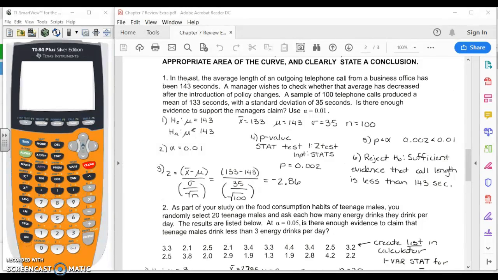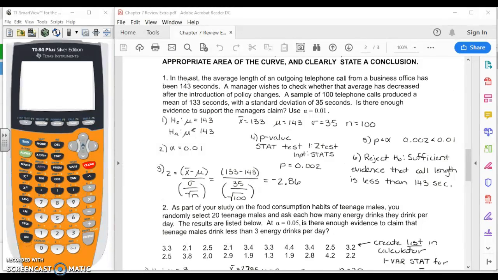So our example is, in the past, the average length of an outgoing telephone call from a business office has been 143 seconds. A manager wishes to check whether the average has decreased after the introduction of policy changes. A sample of 100 telephone calls produced a mean of 133 seconds, with a standard deviation of 35. Is there enough evidence to support the manager's claim, given alpha is 0.01?